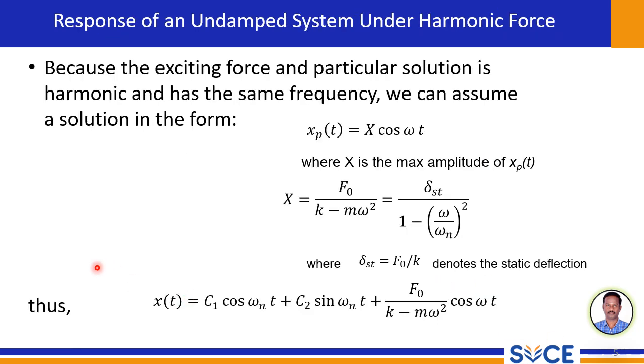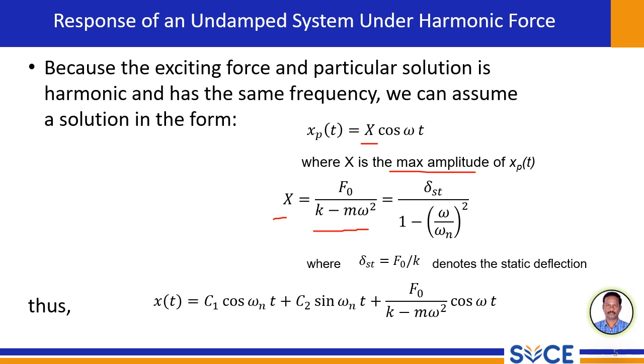Building on what we just discussed, let's now find the particular solution and the total response of our undamped system under harmonic force. Since the exciting force and the particular solution are both harmonic and have the same frequency, we can assume a solution x of t equal to X cos omega t, where X represents the maximum amplitude of the response, and we can find X, that is the maximum amplitude, using this equation.